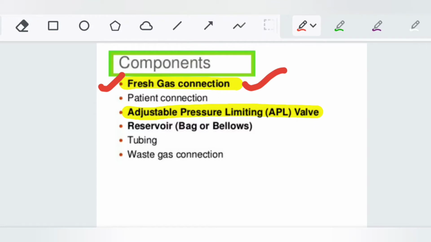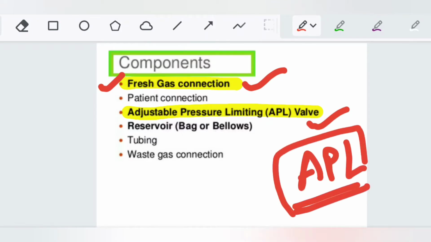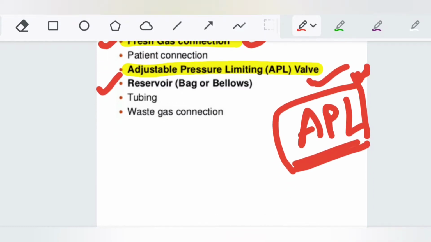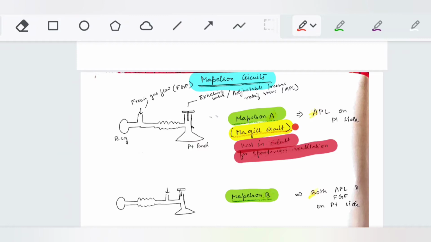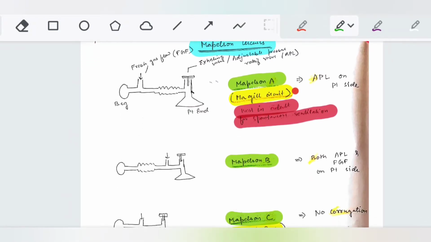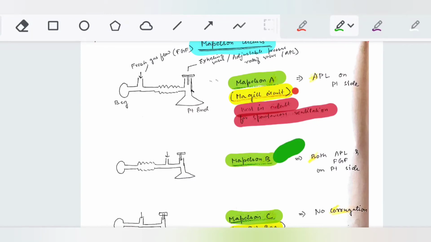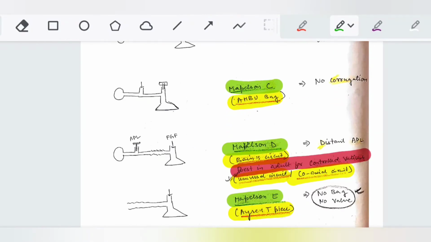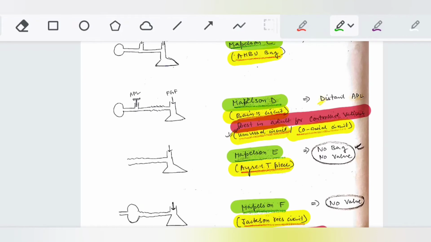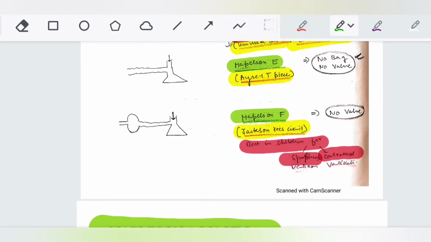Then there will be an adjustable pressure limiting valve, which is also known as the APL valve. This is important, so remember this for now. Then we'll have the reservoir bag, tubing and waste gas connection. First we will see which Mapleson circuits are present: Mapleson A, B, C, D, E and F.